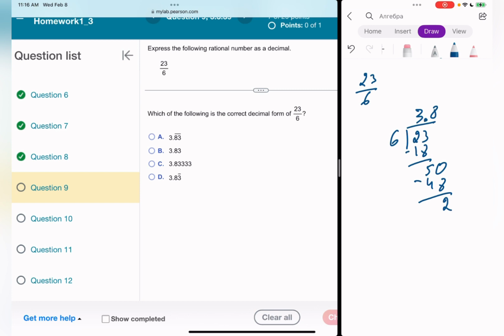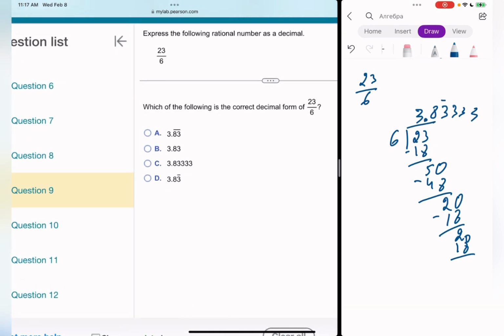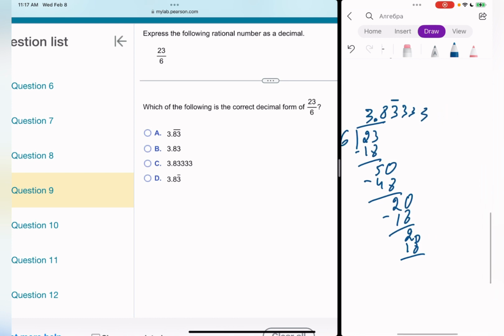Here, everywhere we're subtracting, adding 0. 20 divided by 6 is 3 times. 18, and then again 20, and then again 3 times, and then again. So 3, 3, 3, 3. So it's going to be only 3 that repeats, because only 3 is repeating. See, 8 is not repeating, so it's going to be 3.83 with the hat only over 3. Okay, it's going to be this one, D.